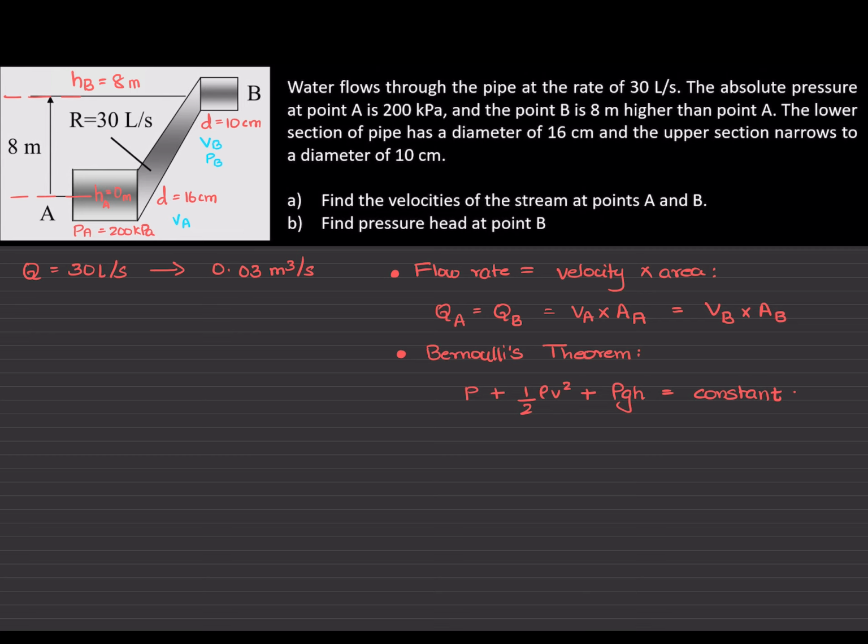Okay. Second, we need to look into the diameter. The diameter at A is 16 centimeter, and we can write that to be 0.16 meter. The diameter at B is 10 centimeter, and I can write that to be 0.10 meter. Right, the first part of the question wants me to work out what is velocity at A and what is velocity at B.